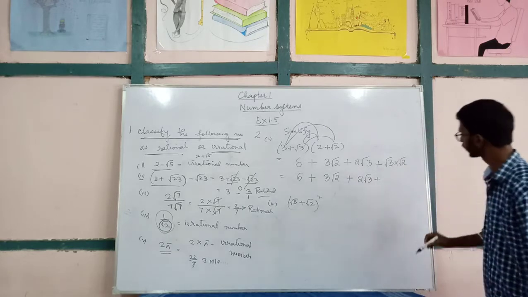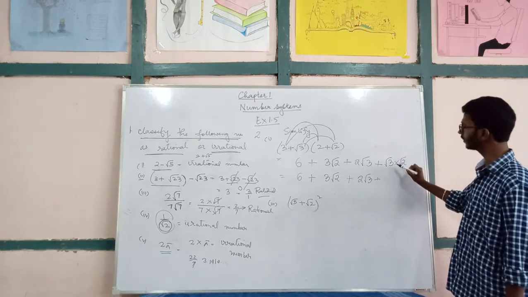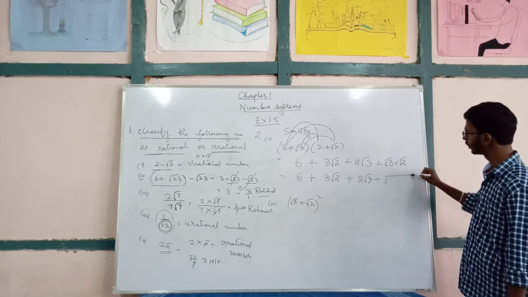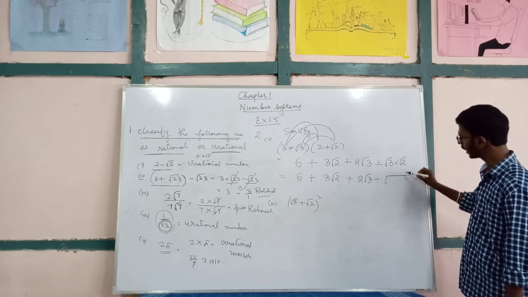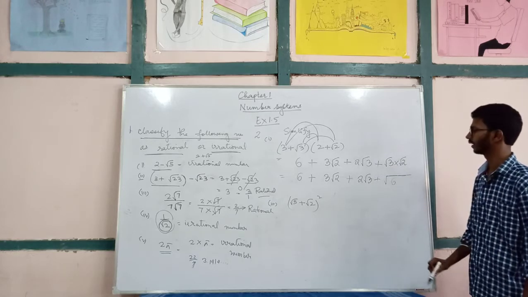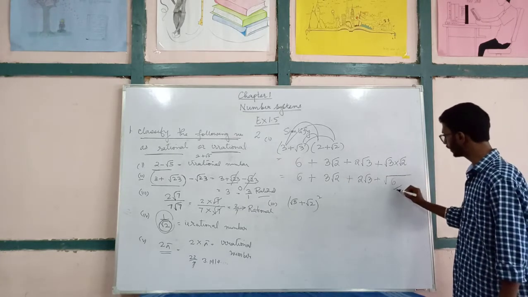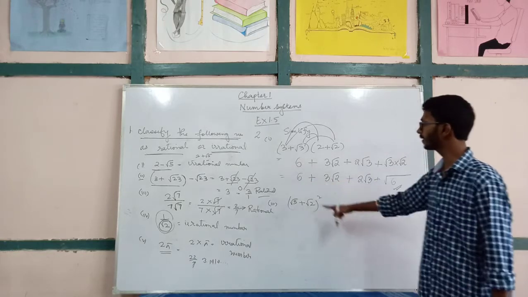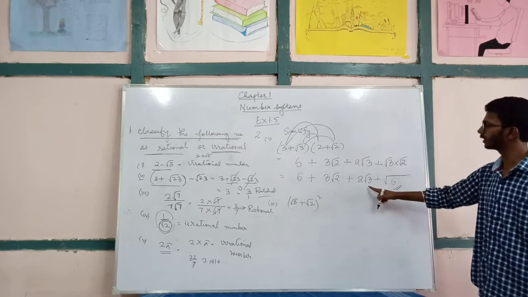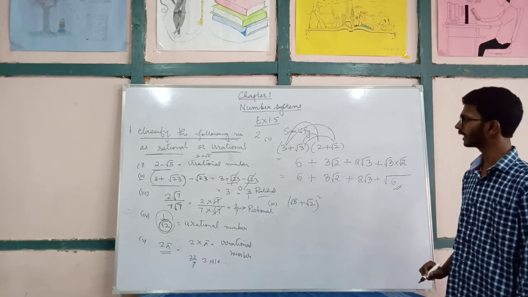Now see the last one. Root is there on both the numbers and the operation is multiplication. So we can multiply by taking a common root. So we will take a common root and multiply both the numbers, that is root 6. So we cannot solve this one further. So our final answer is 6 plus 3 under root 2 plus 2 under root 3 plus root 6. Let us see one more question.